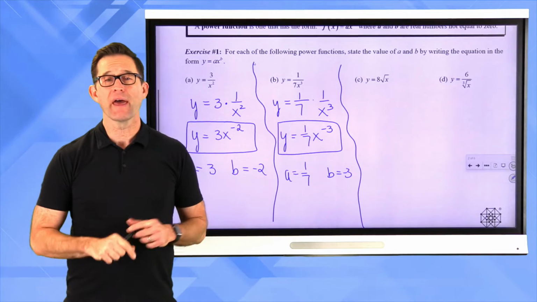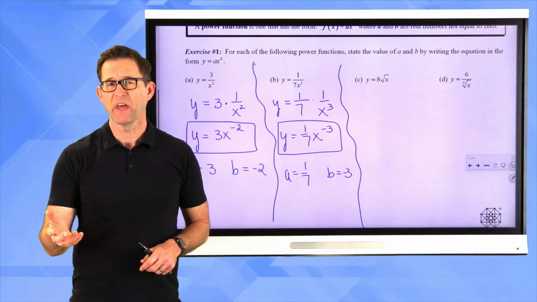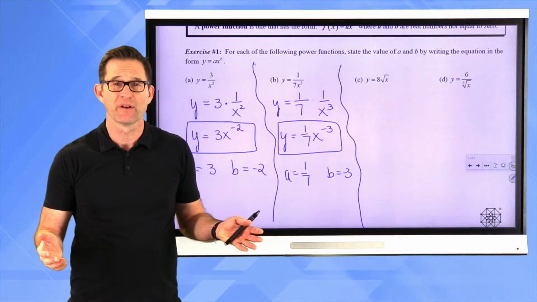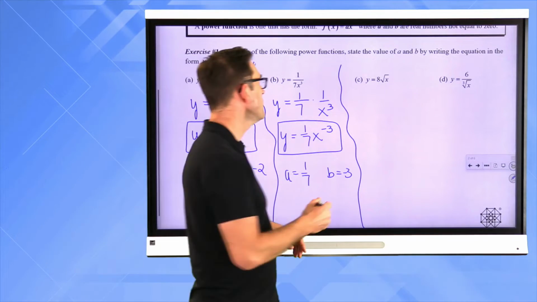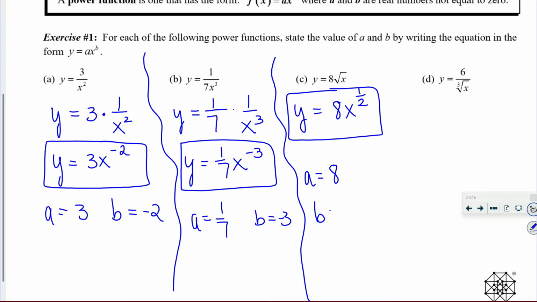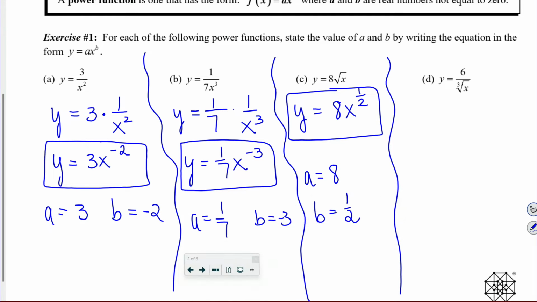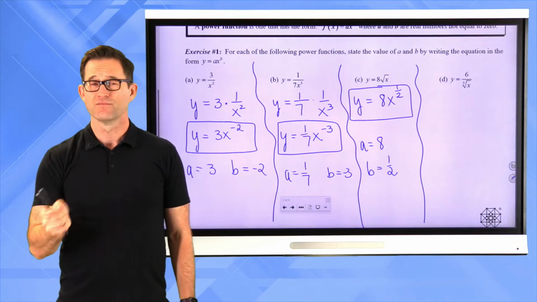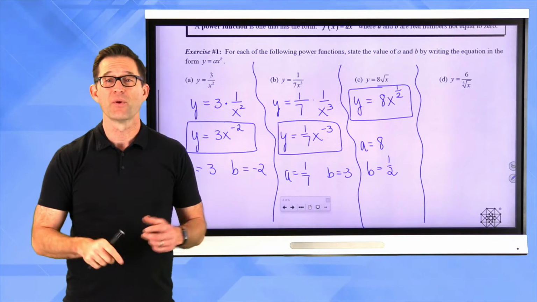Now in both A and B, the exponents are integers. Granted, they're negative integers, but they're integers. In letter C, we've got y equals 8 times the square root of x. Boy, that doesn't look like a y. Y equals 8 times the square root of x, which I could rewrite as 8 times x to the 1/2, and there it's in its power form. The coefficient is equal to 8, and the power is equal to 1/2. If these are seeming awfully simple to you, great. Again, I want them to be relatively easy.